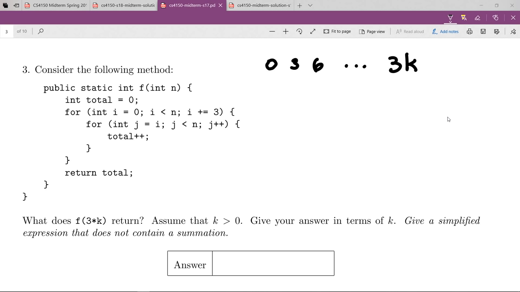Okay? So then we look at the inner loop. When i is 0, how many things do we add to total? 3k. It counts from i until j is less than n. So if i starts at 0, we go up to less than n. That's going to be 3k. Okay, how many are done in the next iteration for i? i has gone up to 3, and so it's 3k minus 3.